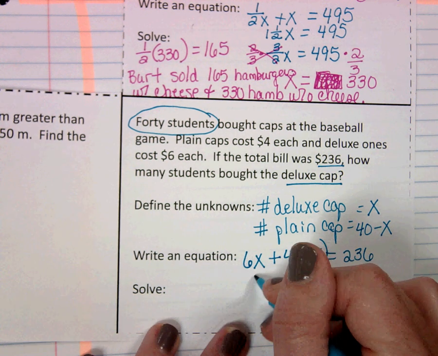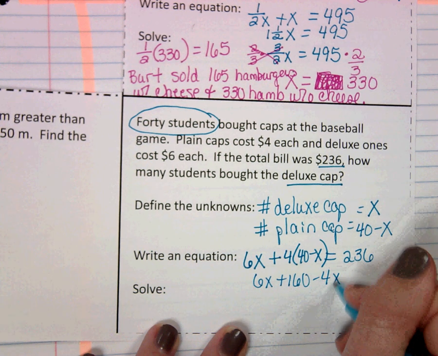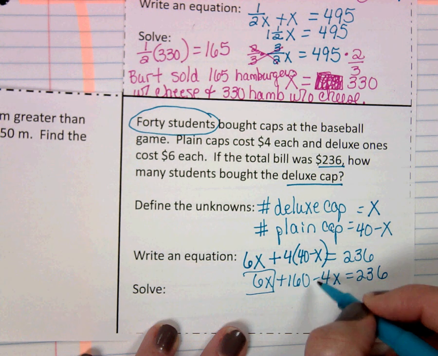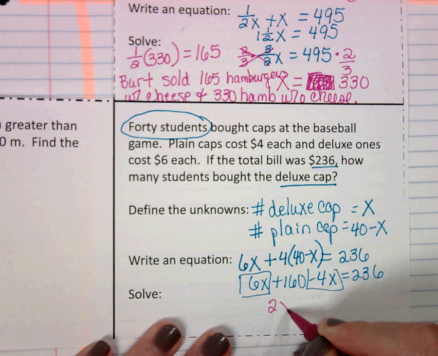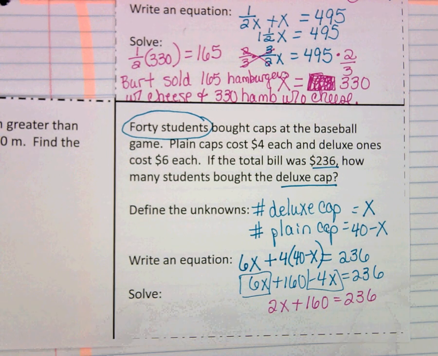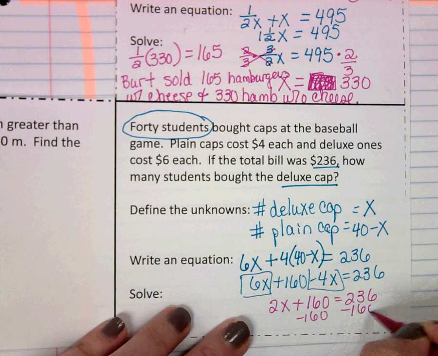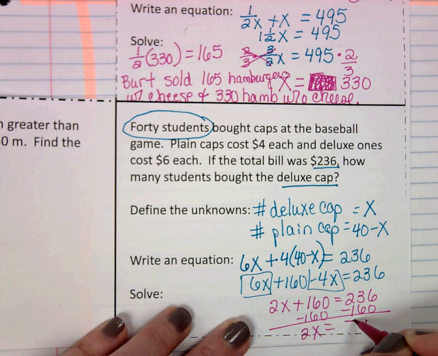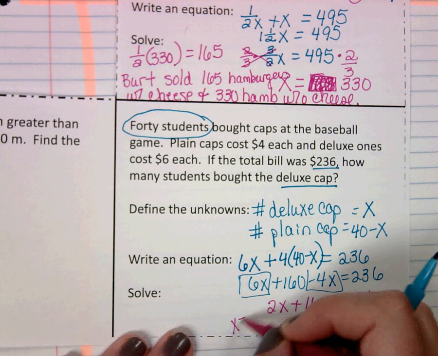Okay, so let's do some solving here. We're going to distribute. Okay, we're going to combine some like terms. I'm going to use a different color now. 2x plus 160. Okay, let's go ahead and subtract. Okay, and then if I divide by 2, I get x equals 38.